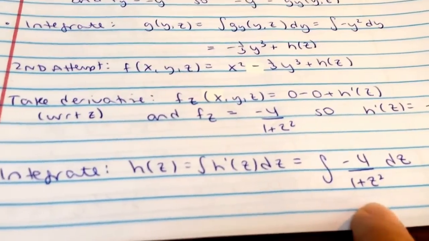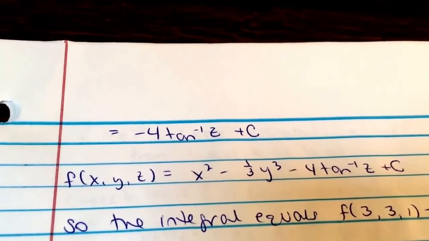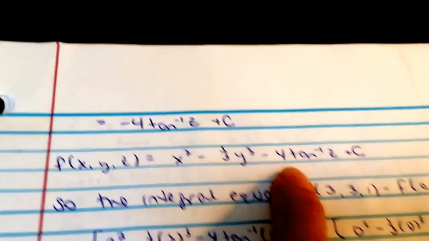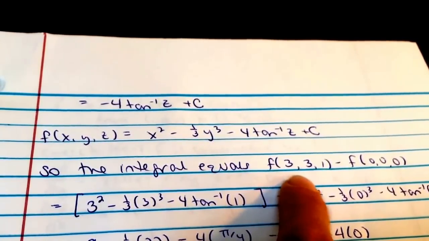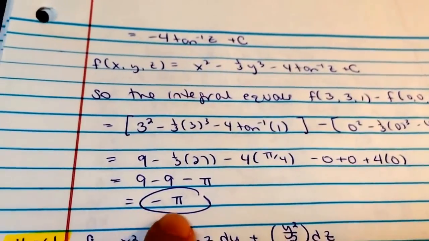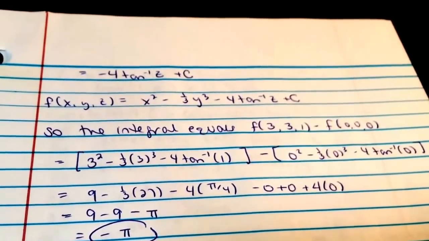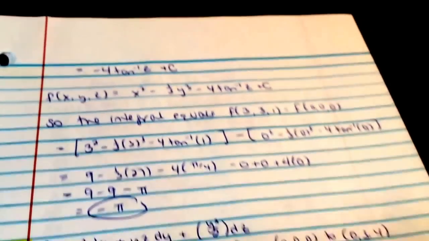Hopefully you recognize this one. Do you recognize this one? It is, dun-da-da, tangent inverse. All right, and then you plug it all in together. So this is my potential function, my lowercase f. And so the integral equals the values at those two endpoints, the stopping point and the starting point. So I just plug those in, simplify, and I get a negative pi. So negative pi is the value of the integral. Here I'm actually doing the integral.